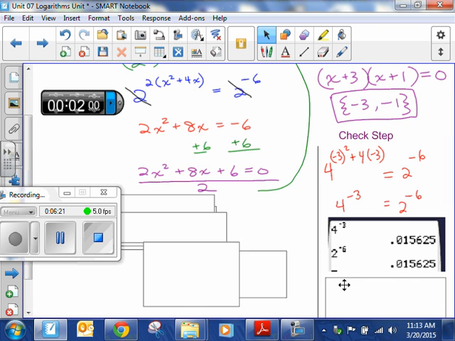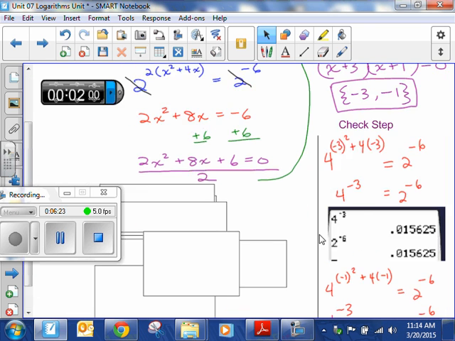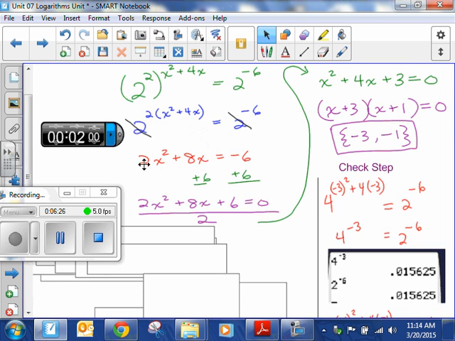Both of these check out. And as you can see, there's a check step. So they're both acceptable answers.